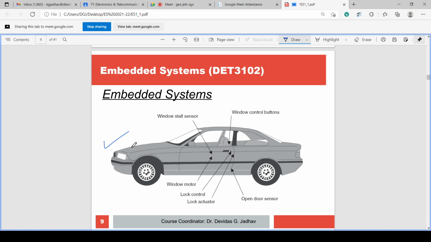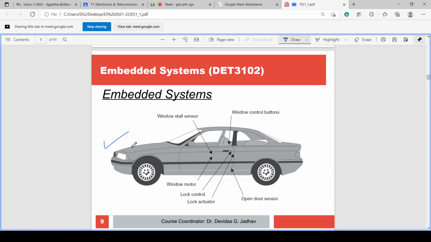And there are electric cars also nowadays. So basically this is any car you can take. There is a window sensor, there is a window control button, there is a window motor, isn't it? In the door system there is a window motor. Automatically that motor raises the window glass or lowers down the window glass. Okay, so for that the window motor is used.